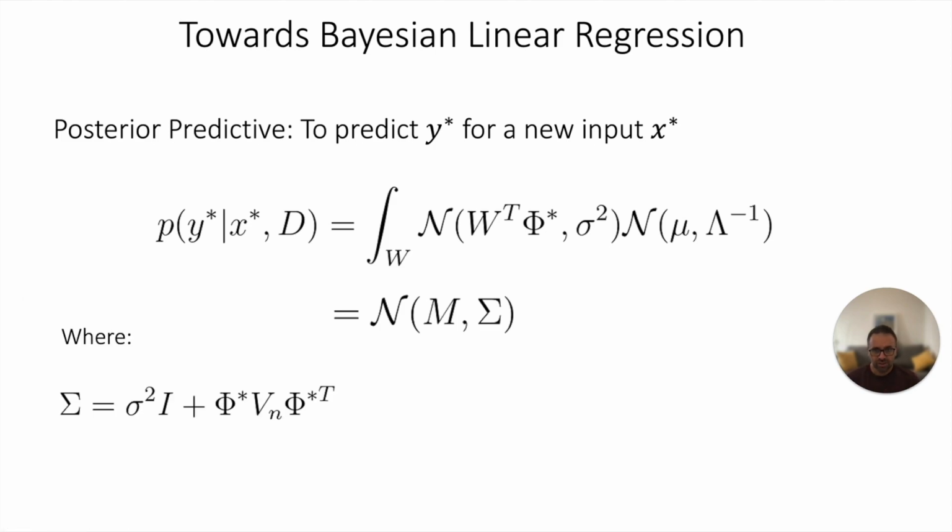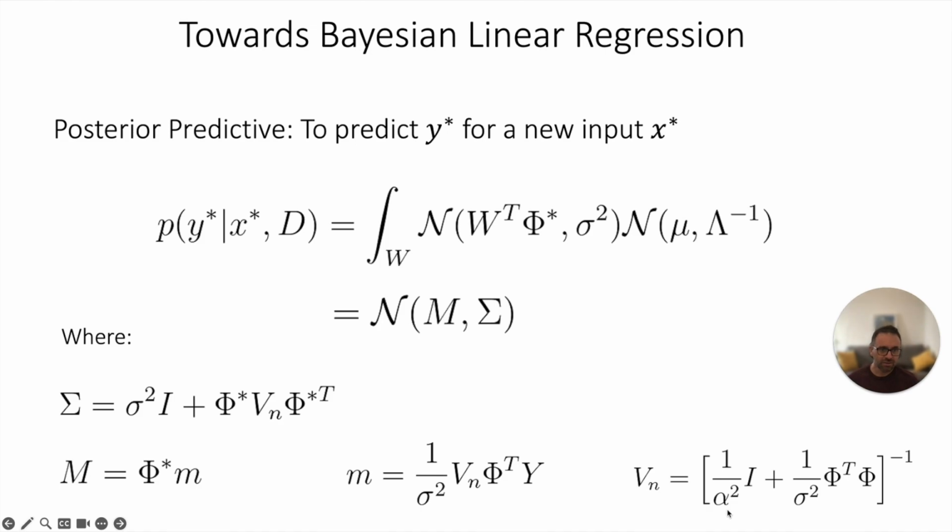So what are these two parameters, sigma and m, of the new normal distribution? Sigma is going to be this matrix and m is going to be this matrix. Okay, still we need to see what is Vn and m here. Okay, m is this matrix, Vn is this matrix.